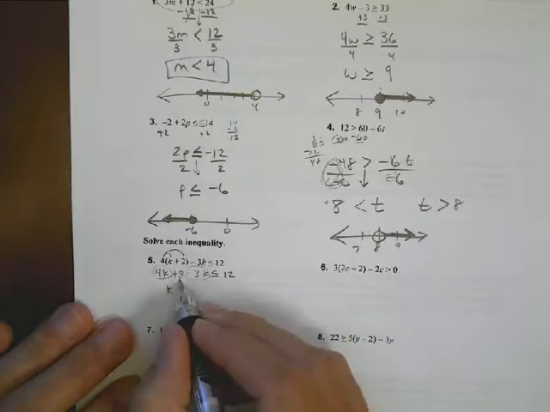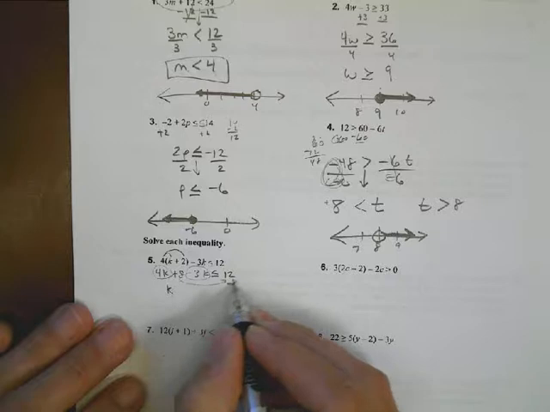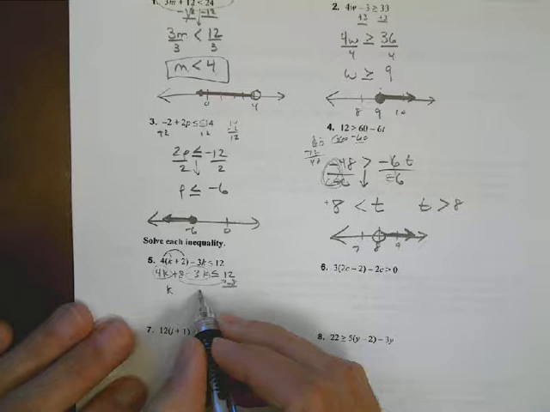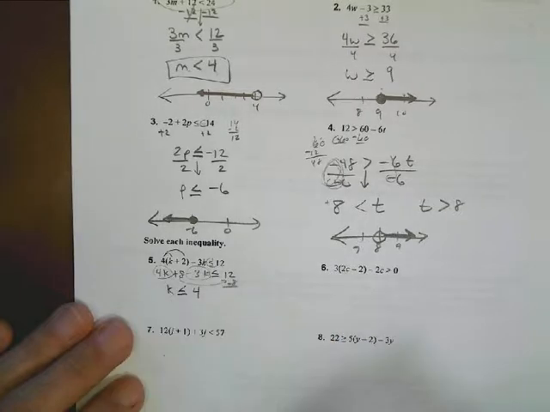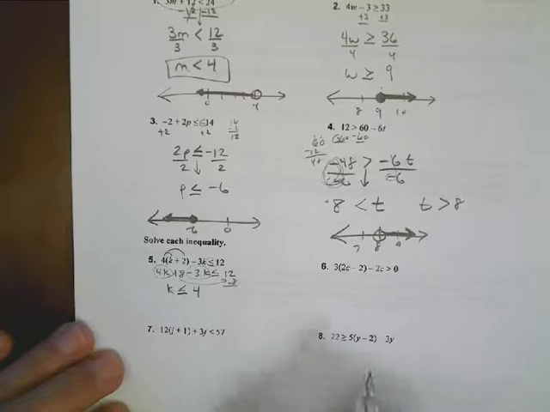I want to move the 8 over here. So to move it over there, I subtract 8. Instead of a positive, I have a minus. So 12 minus 8 is 4. And my sign will stay exactly the same. And I'm left just like that. k is less than or equal to 4.